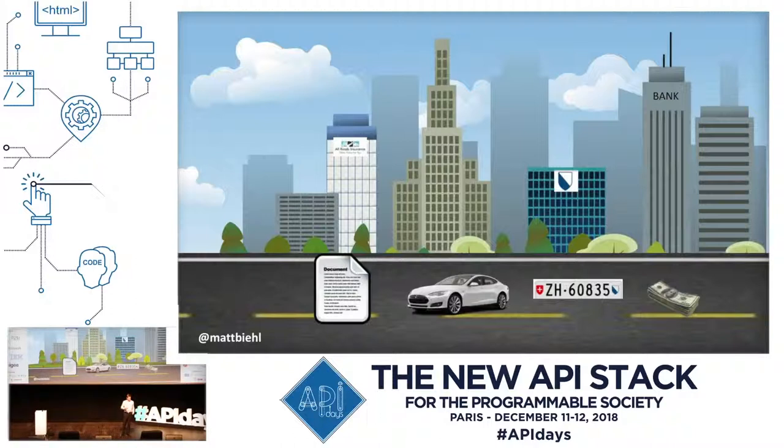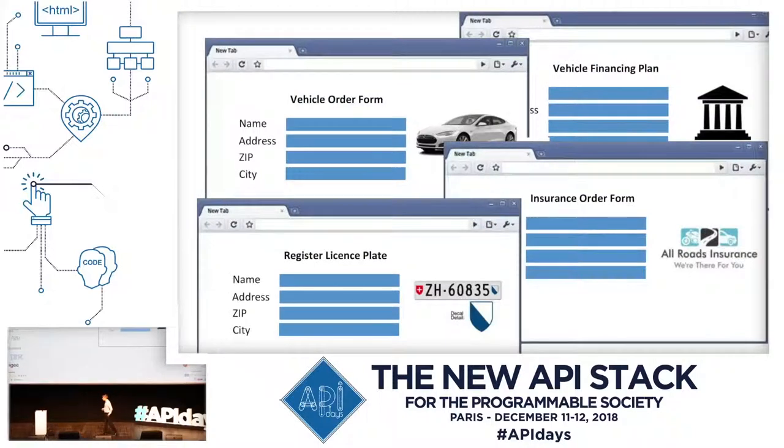And a couple of businesses are involved. Insurance company, the car manufacturer, the official registration place, and a bank for financing. Now, all of these businesses are super modern and they are digital, so they offer a digital process for getting, for example, a vehicle financing. You have to log into a website, right? And then you put your name, your address, your zip code, your city.